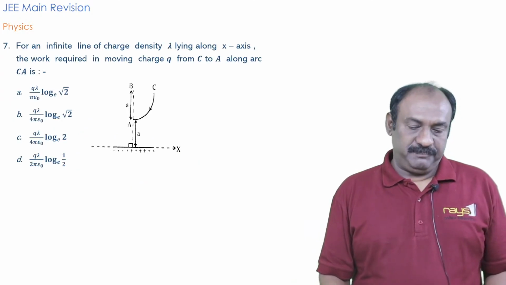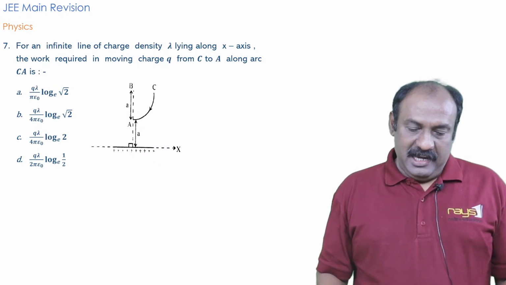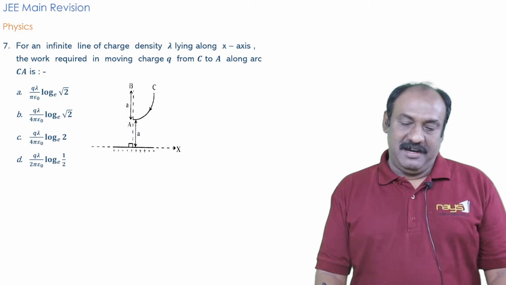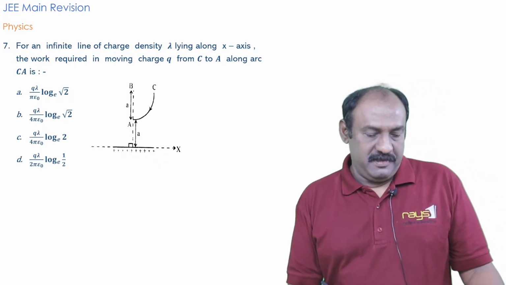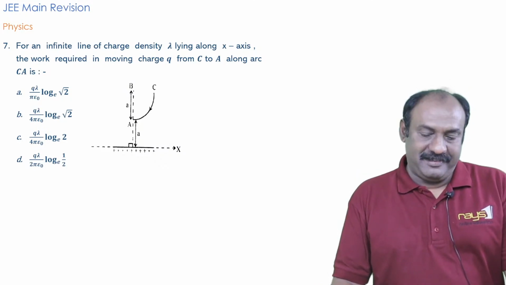Next question. For an infinite line of charge with linear charge density lambda lying along the x-axis, the work required in moving charge q from C to A along the arc CA.